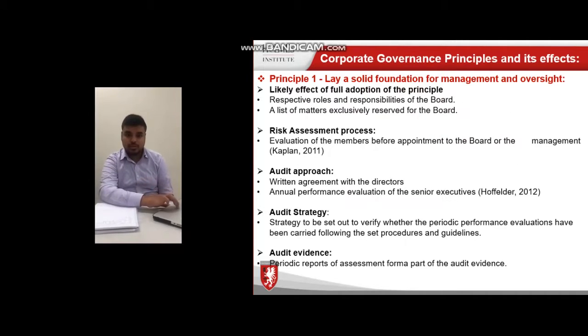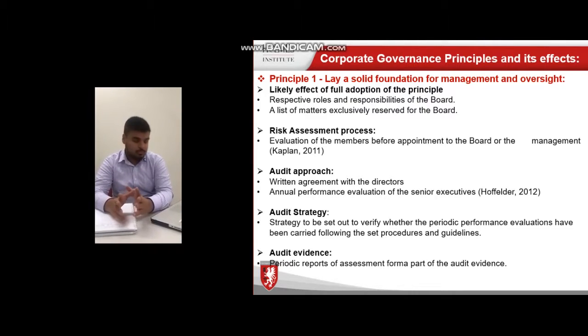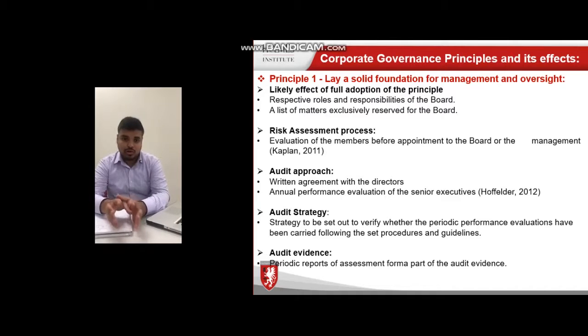The first one is to lay down a solid foundation of management and oversight. The likely effect of adopting this principle is concerned with the respective roles and responsibilities of the directors. It also affects the list of members, and particularly how the roles are distributed within those members and the board of directors.